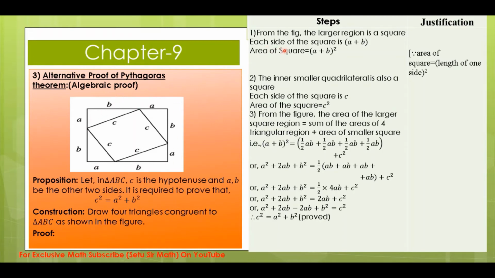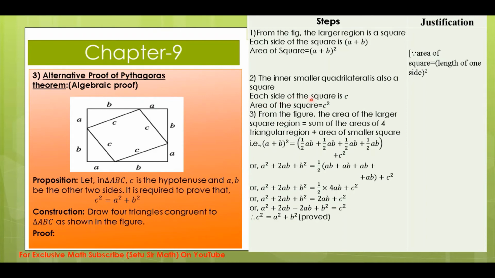So the area of a square is (A+B) whole square, because we know the area of a square equals the length of one side squared. So this is the larger square region. Now the inner smaller quadrilateral is also a square. You can see this inner smaller quadrilateral is also a square.